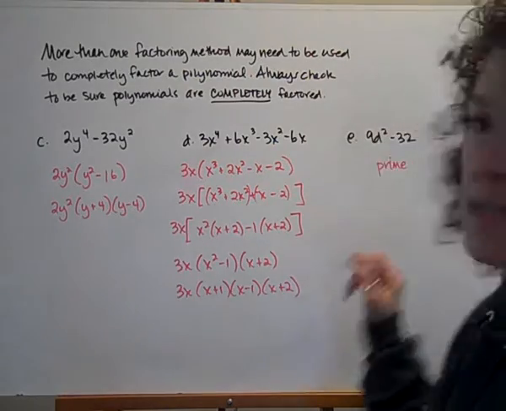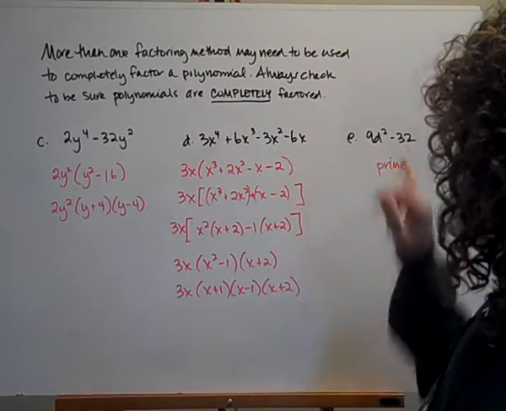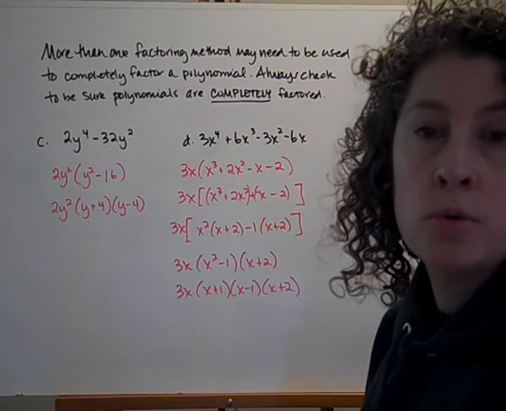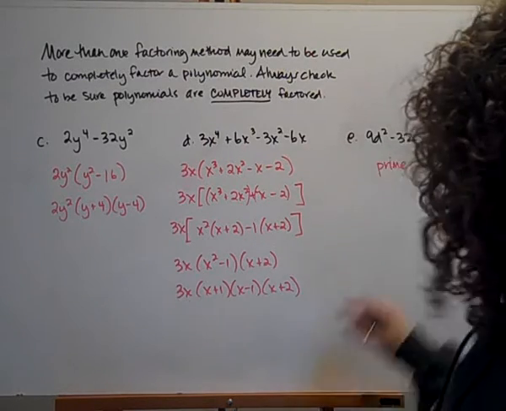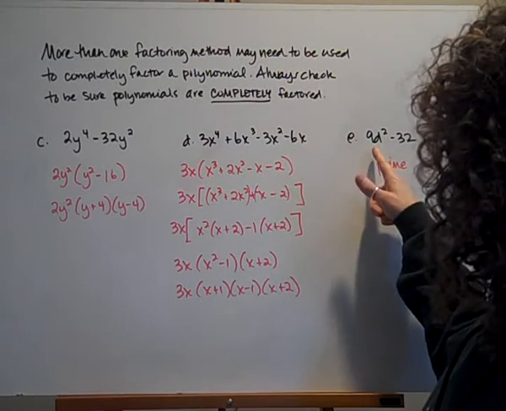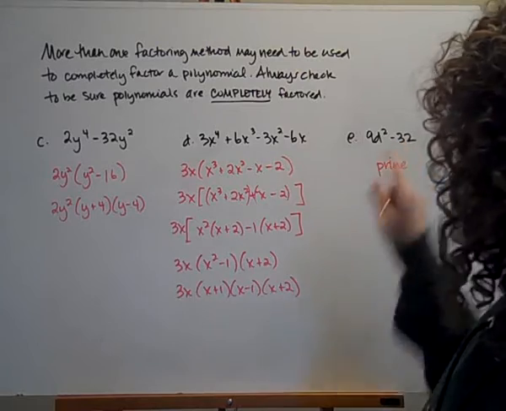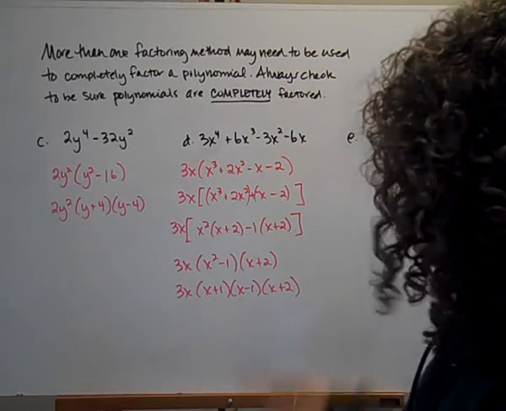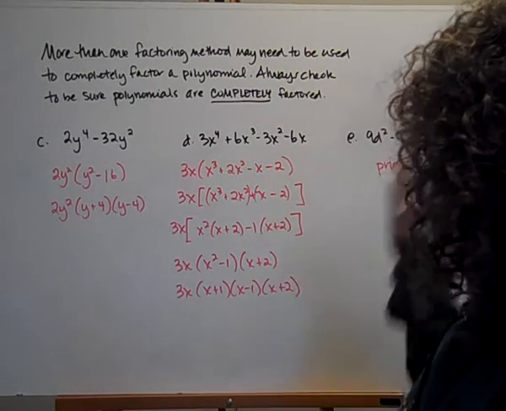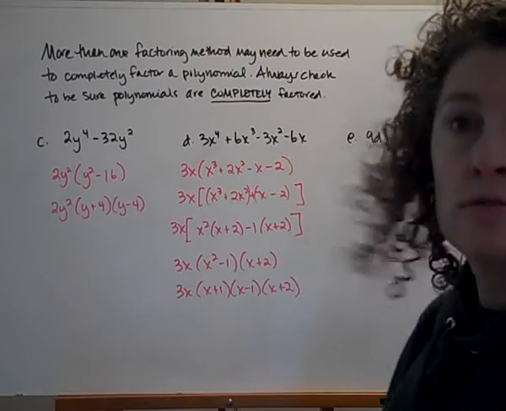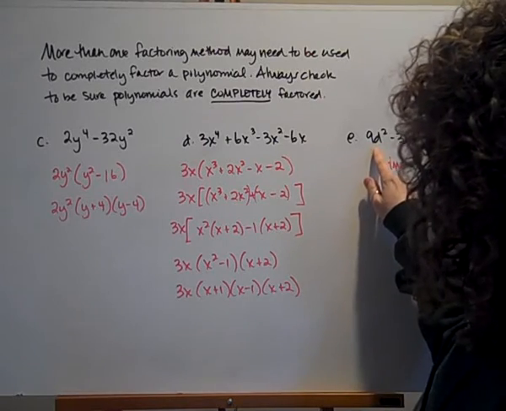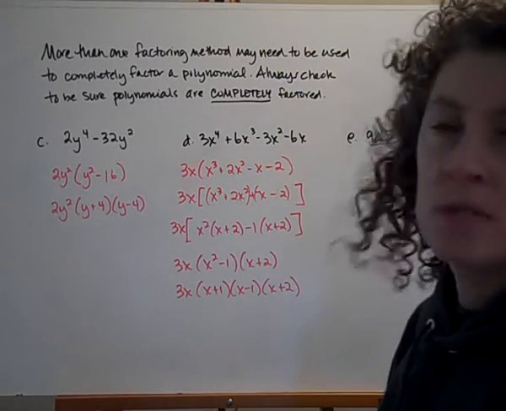All right, and let's take a look at this last one. I've got 9d squared minus 32. Again, first thing I want to do is check for any common factors. And 9, I could do 9 and 3 here, but 32 does not have factors of 9 or 3. There's no d in common. It's a binomial. Is it a difference of squares? 9d squared is a perfect square, but 32 is not a perfect square.